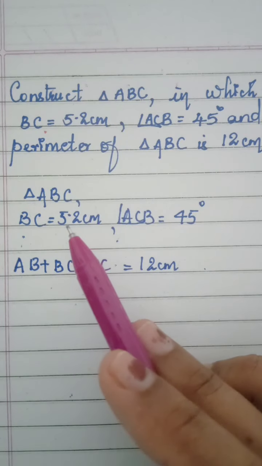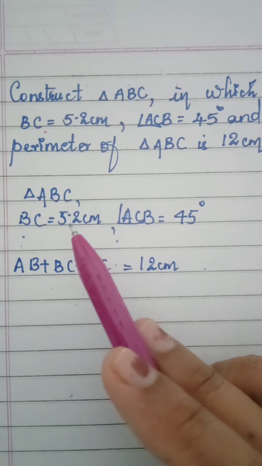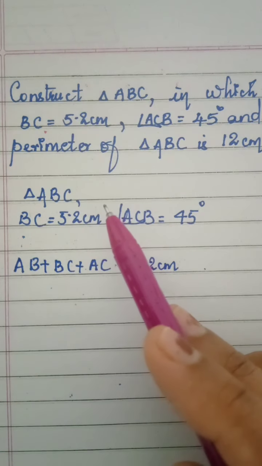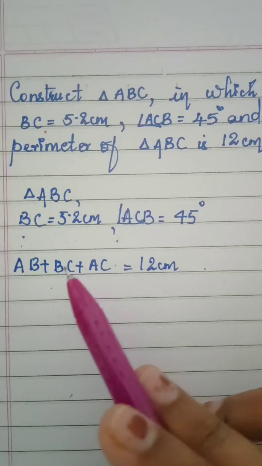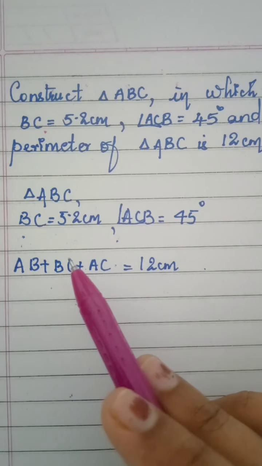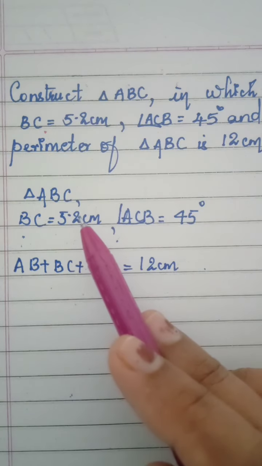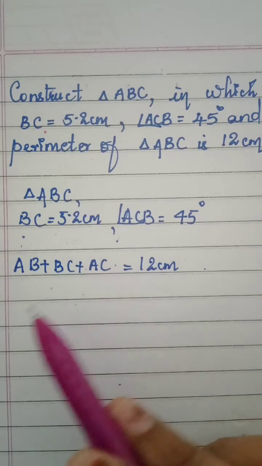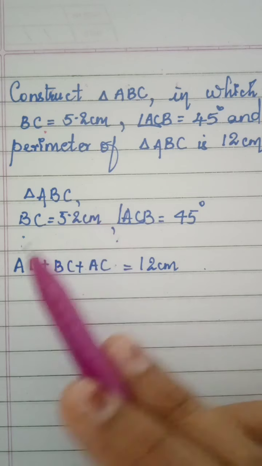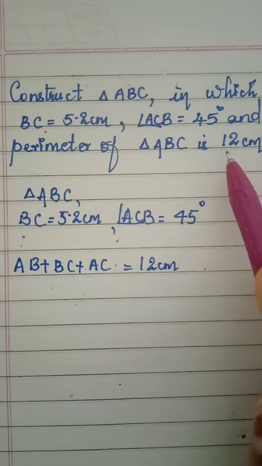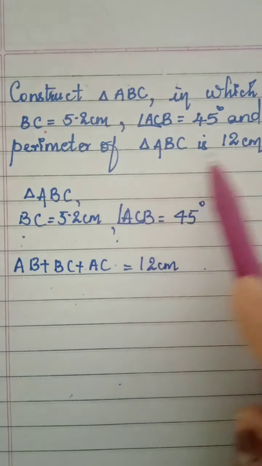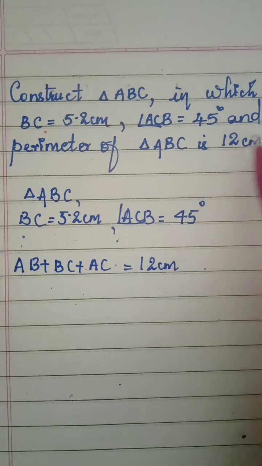10 minus 5.2, we get 4.8. So, the sum of two sides is coming to be 4.8, which is less than the third side. No, the sum of two sides should be more than the third side. So, that property is affected. So, the triangle is not possible. So, I changed the perimeter and I took it as 12 centimeter.